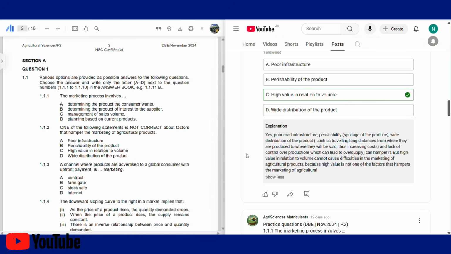But high value in relation to volume cannot cause difficulties in the marketing of agricultural products, because high value is not one of the factors that hamper the marketing of agricultural products. Okay, I think it explains it very well.